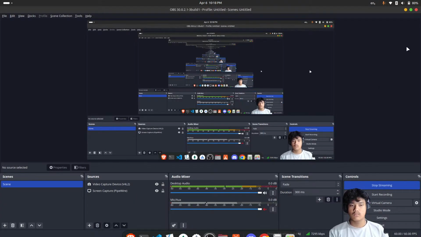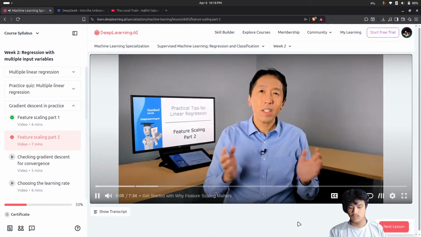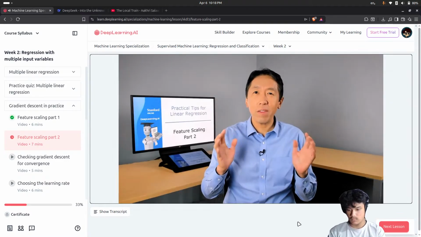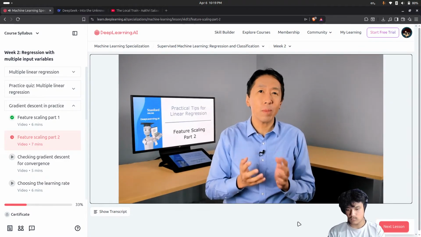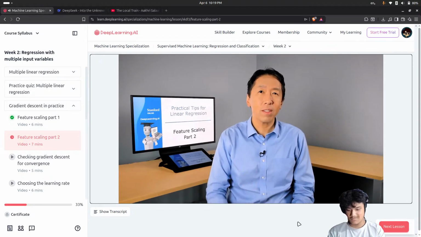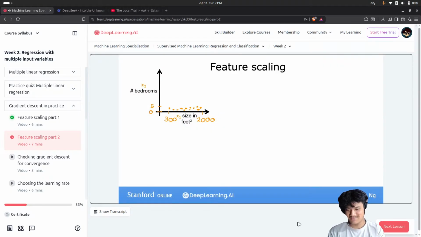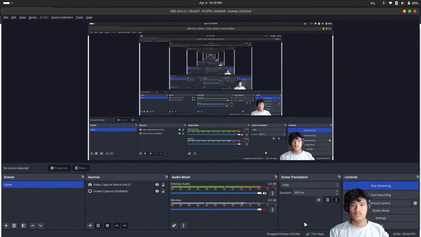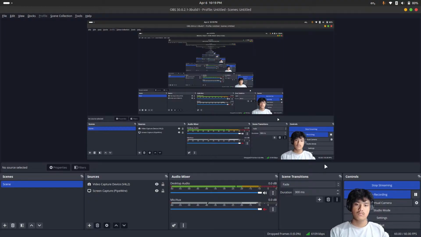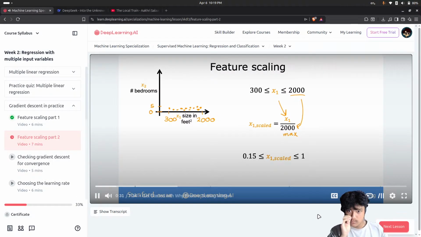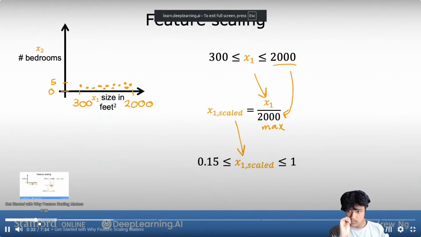Let's look at how you can implement feature scaling to take features that take on very different ranges of values and scale them to have comparable ranges of value to each other. So how do you actually scale features? Well, if x1 ranges from 3 to 2000, one way to get a scaled version of x1 is to take each original x1 value and divide by 2000, the maximum of the range. So the scaled x1 will range from 0.15 up to 1.